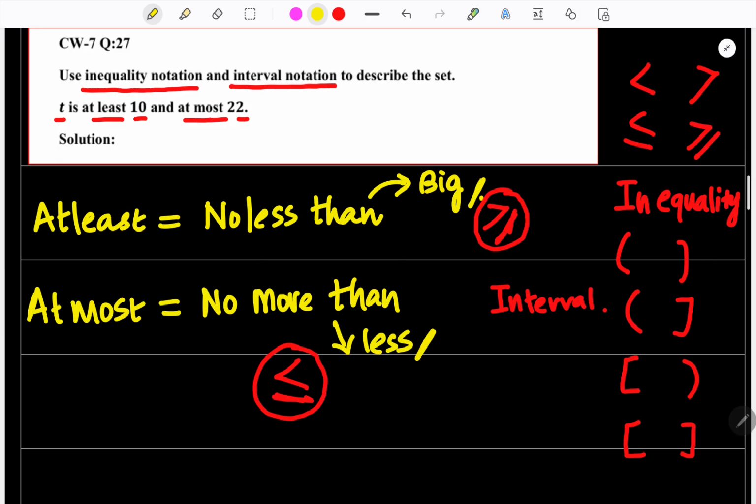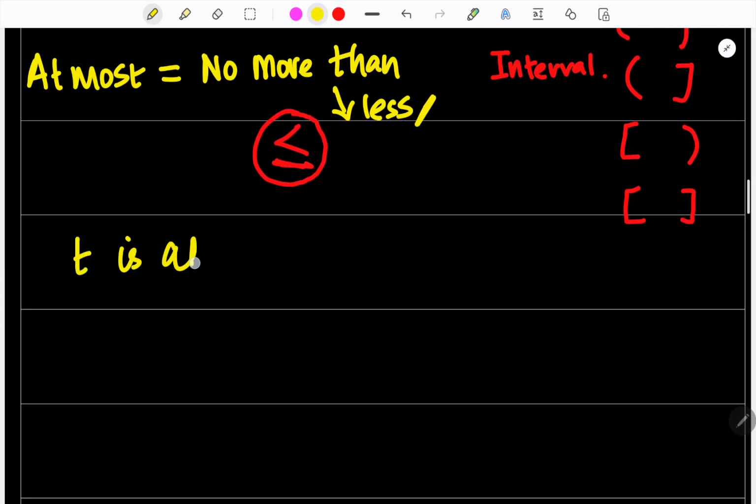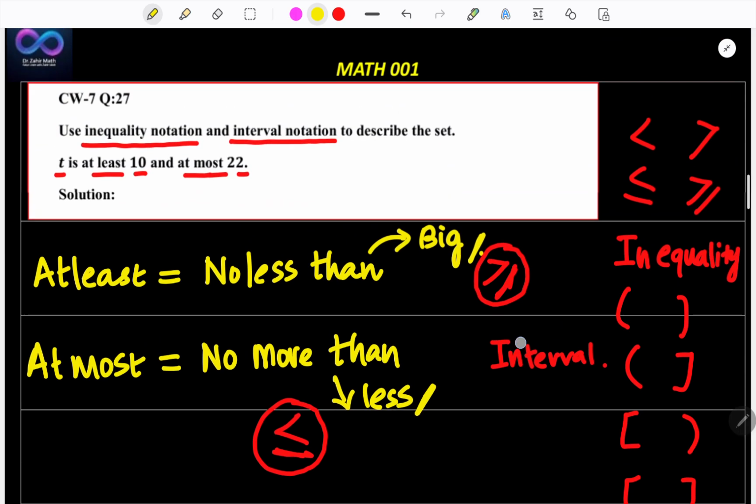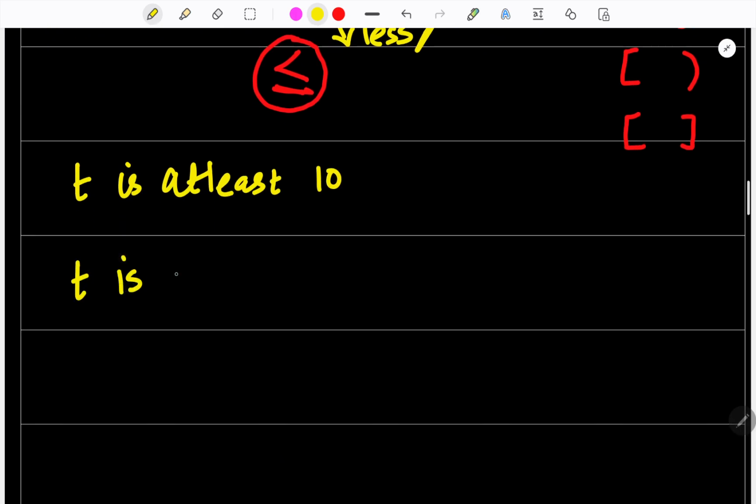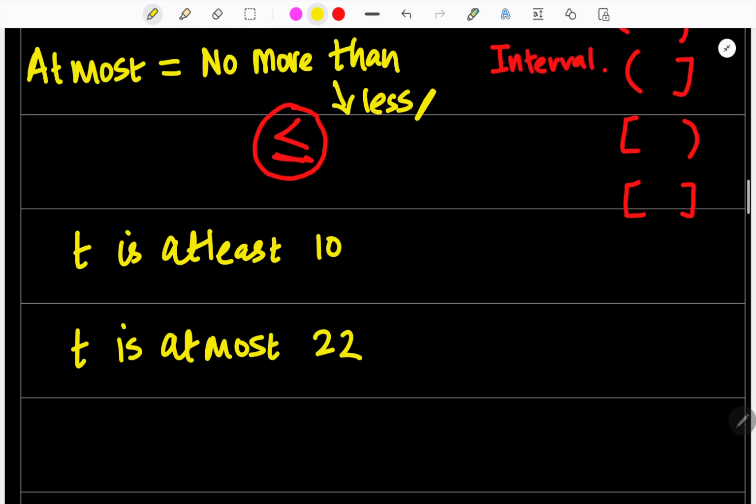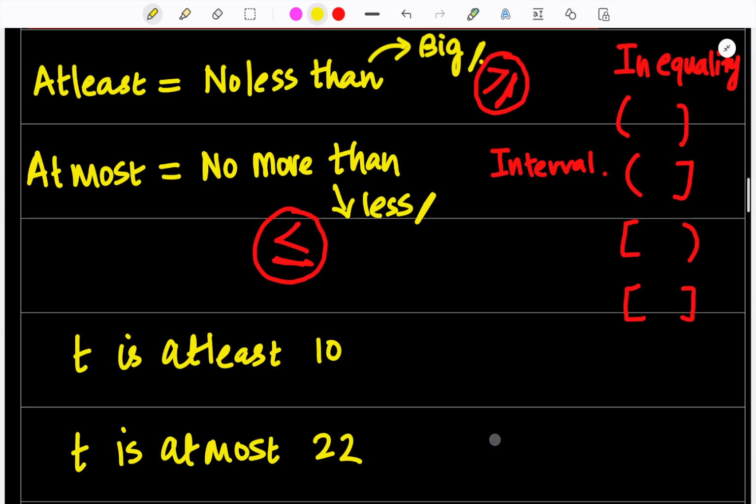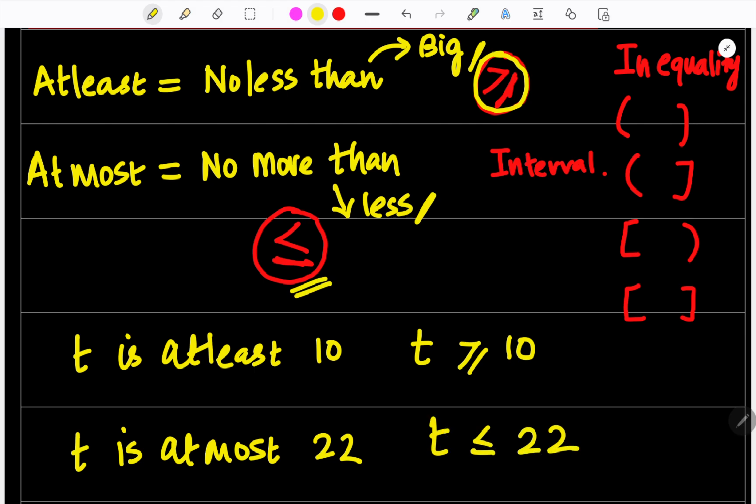Let me go to the English words. What is the English word given? T is at least 10, and T is at most 22. What did I say at least? See here, more than or equal to. So T is more than or equal to 10. Clear? Next, T is at most 22. It means less than or equal to 22. Very, very simple, right? T is more than or equal to 10, and T is less than or equal to 22.